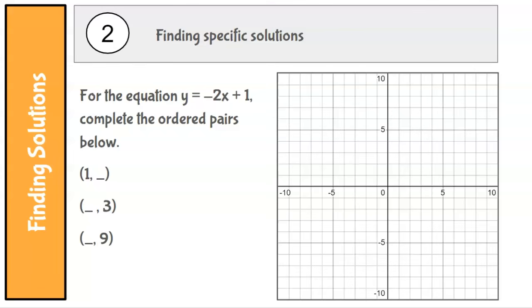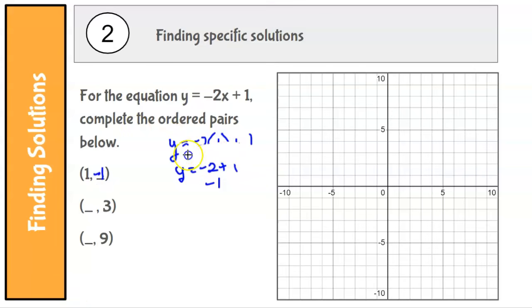Okay, so on the last example, I was just picking any random x and y. Now we're going to find very specific solutions. So for a new equation, y equals negative 2x plus 1, complete the ordered pairs below. So I want to figure out what y is when x is 1. So y equals negative 2 times 1 plus 1. Y equals negative 2 plus 1. Negative 2 plus 1 is negative 1.